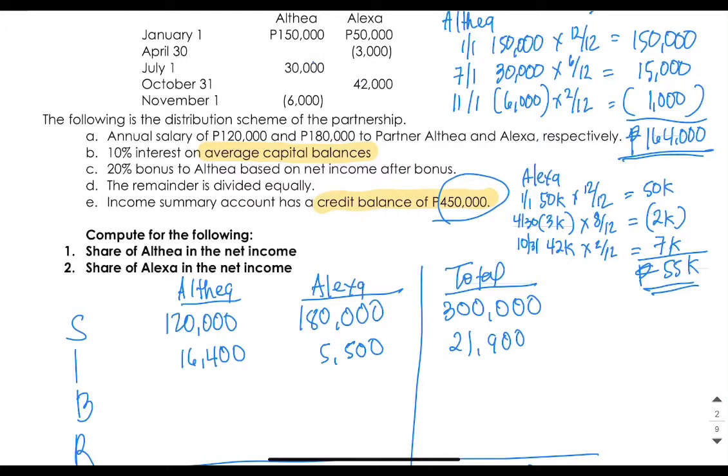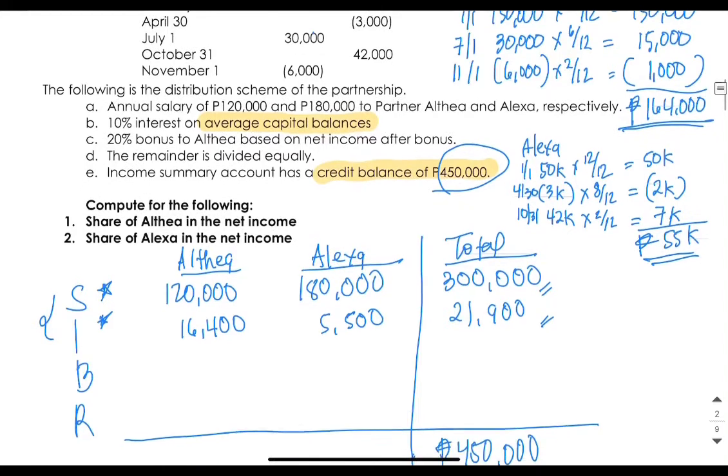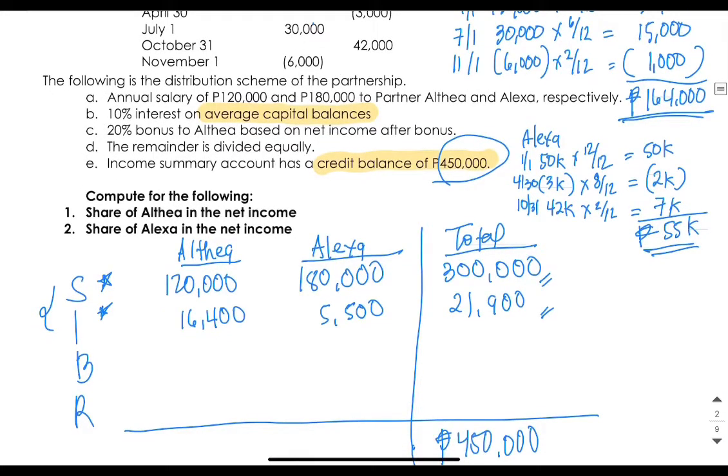Now, please take note that salaries and interest, regardless of the result of the operation, whether net income or net loss, and whether the net income is sufficient enough to cover or to pay for the salaries and interest, shall always be paid in full. Shall always be distributed in full. So it will be this amount regardless of the credit balance of the income summary. Okay, next, bonus. But bonus will be given only if there is net income.